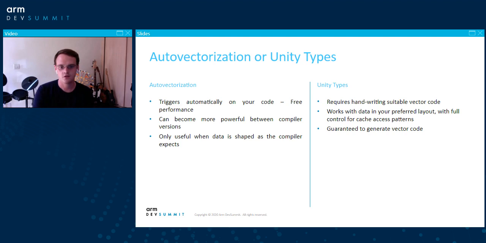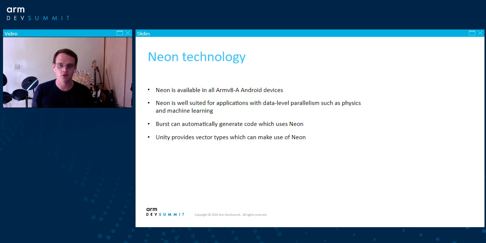So today we've given you an introduction to the power of Neon technology, available in all ARMv8a Android devices and providing packed SIMD technology, which allows you to exploit the data level parallelism in your physics and machine learning workloads. Projects made with Unity can use both automatic and explicit vectorization techniques to target Neon and unlock additional performance.